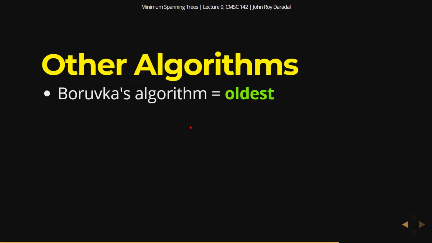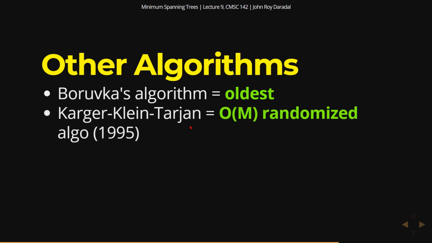And of course there are other algorithms for MST. One would be Boruvka's algorithm, the oldest minimum spanning tree algorithm. And then there's also something called the Karger-Klein-Tarjan algorithm that runs in O of M. So it's linear in terms of the edges, but this is a randomized algorithm. Okay, so it's not O of M all the time, but it's randomized. So this was fairly recent.